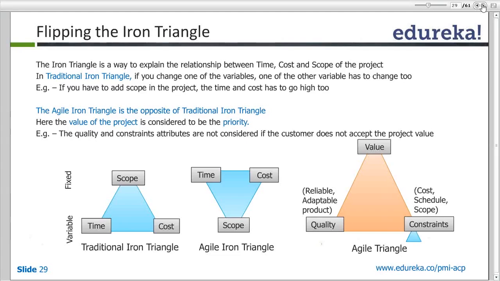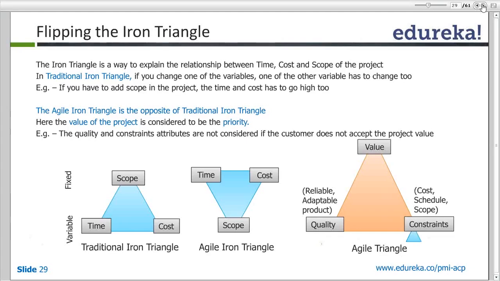So in the traditional iron triangle, if you change one of the variables, one of the other variables has to change too. For example, if you have to add additional scope in the project, which hardly is the case, the time and the cost too have to go high. While in the Agile iron triangle, the value of the project is considered to be the priority. So the value is always delivered when we are delivering a quality product while adapting to change.